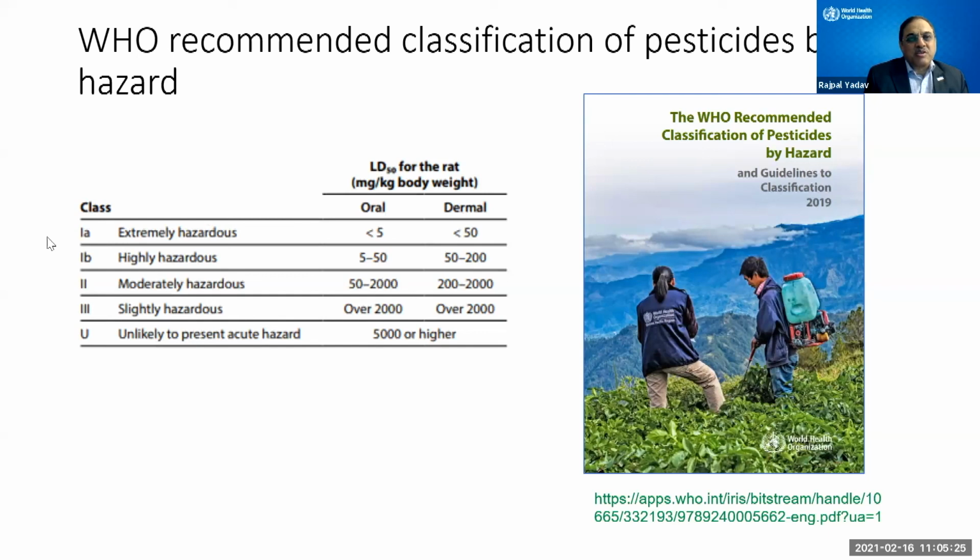So extremely hazardous, highly hazardous, moderately hazardous, slightly hazardous, and formulations that are unlikely to present acute hazards. These hazard classes are defined according to their oral or dermal toxicity in animal models. And therefore, for each insecticide or formulation you want to know, this is the document. This gives complete detail of different insecticides alphabetically.